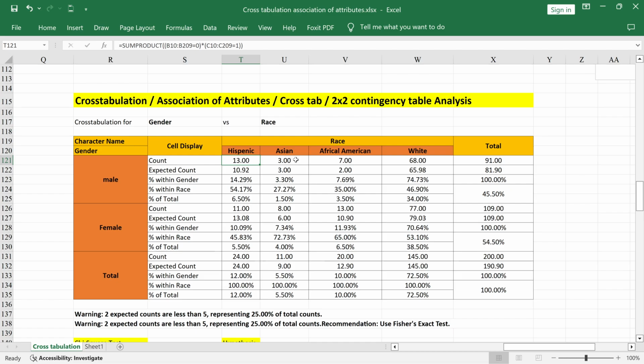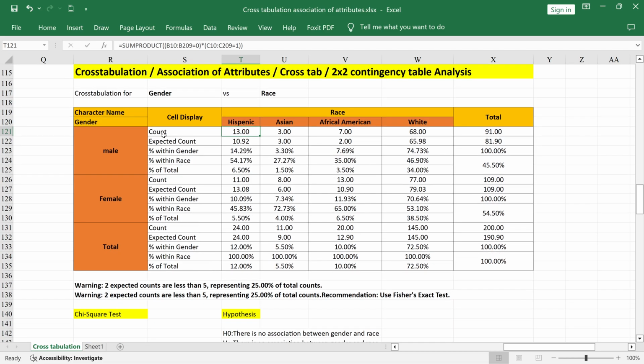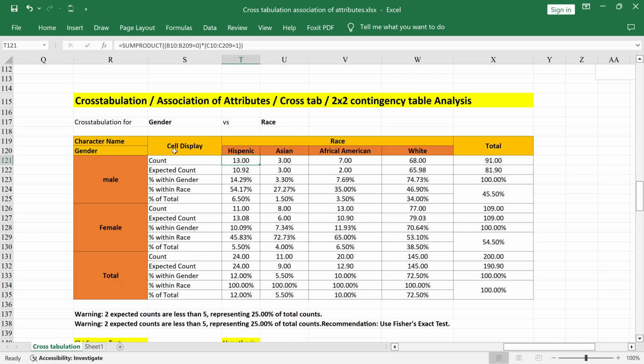Okay, so you can see I take two variables over here, gender versus race. In gender we have two categories, male and female, and we denoted male and female with different numbers, 0 and 1. Already we have seen that. For race I have 4 categories: first Hispanic, second Asian, then African American, and white. We denoted them as 1, 2, 3, 4 for the analysis purpose.